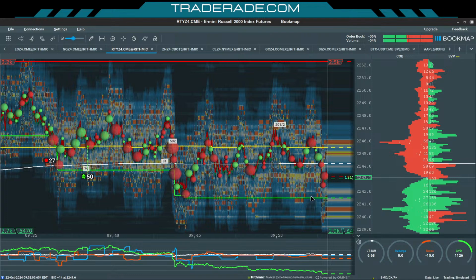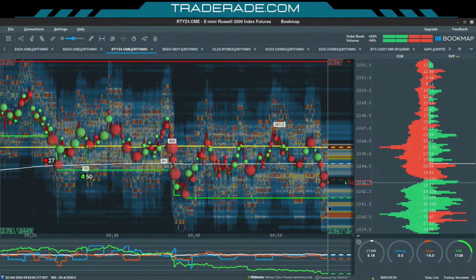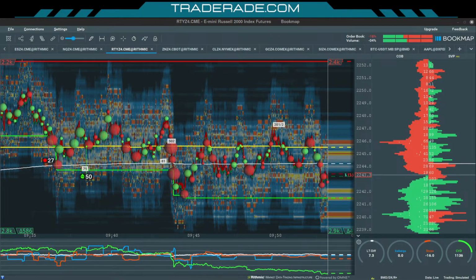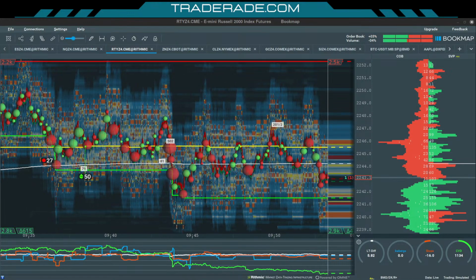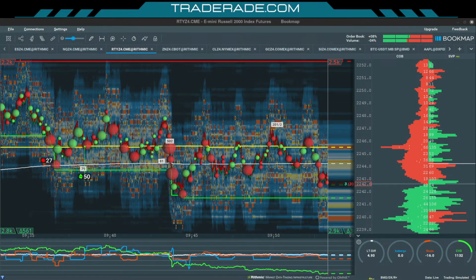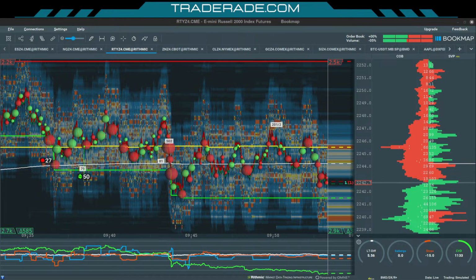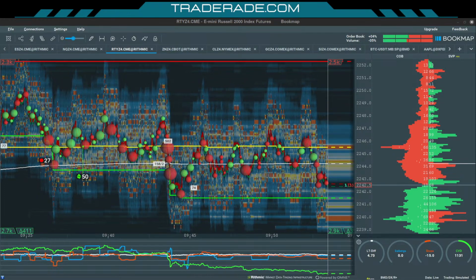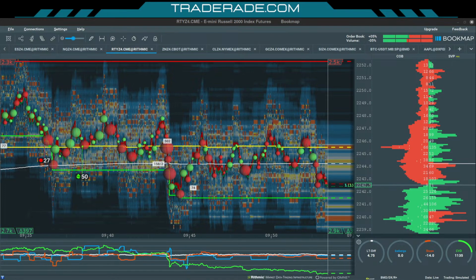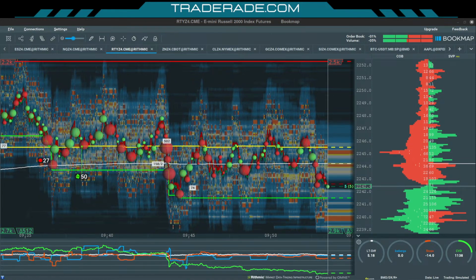Russell just can't get off the mat. This has been a theme this morning as the rest of the market seems to be lifting higher off of its lows. The Russell is just sort of, well, it doesn't want to play. Small caps now leading the U.S. indices lower, down 0.6%.